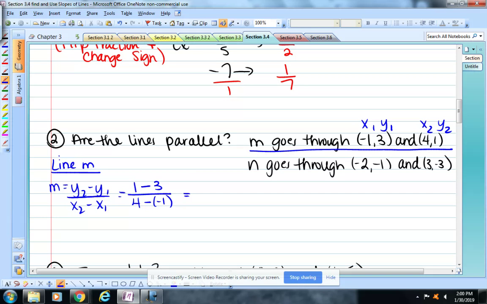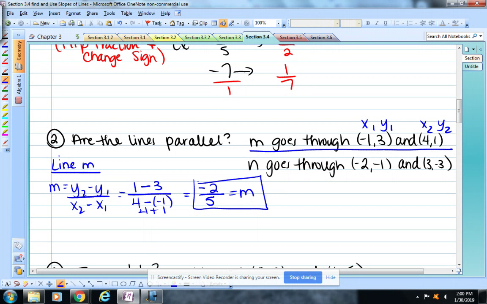Then I subtract. 1 minus 3 is -2 over, that changes to 4 plus 1, right? Minus a negative changes to plus. 4 plus 1 is 5. So can that be simplified anymore, -2/5? No, that's all the way simplified. So my slope of my line M is -2/5.